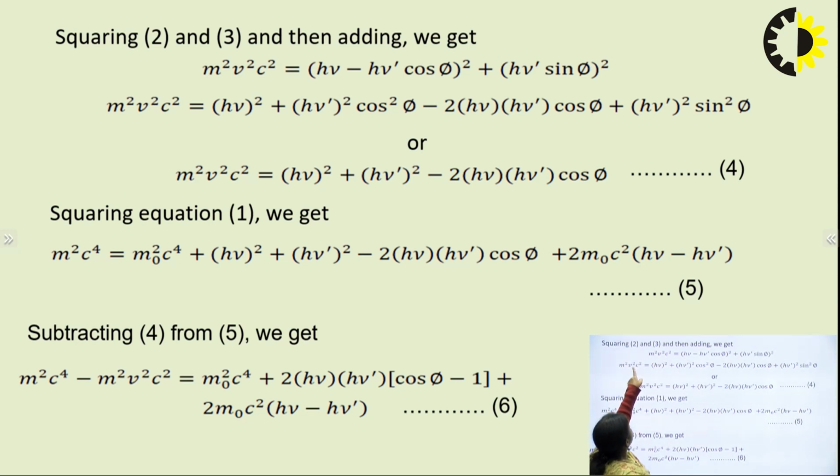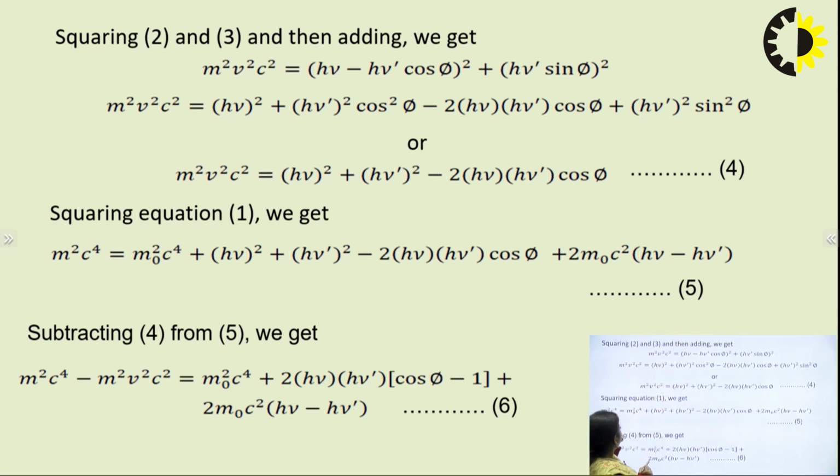We have squared equation 2 and 3 and then added, so that we are able to obtain equation 4. After squaring equation 2 and 3, we are able to write down equation 4, which is m square v square c square is equal to h nu square plus h nu dash square minus 2 h nu h nu dash cos phi. So this part we have done. All right. Now, these parts we have used from the momentum law.